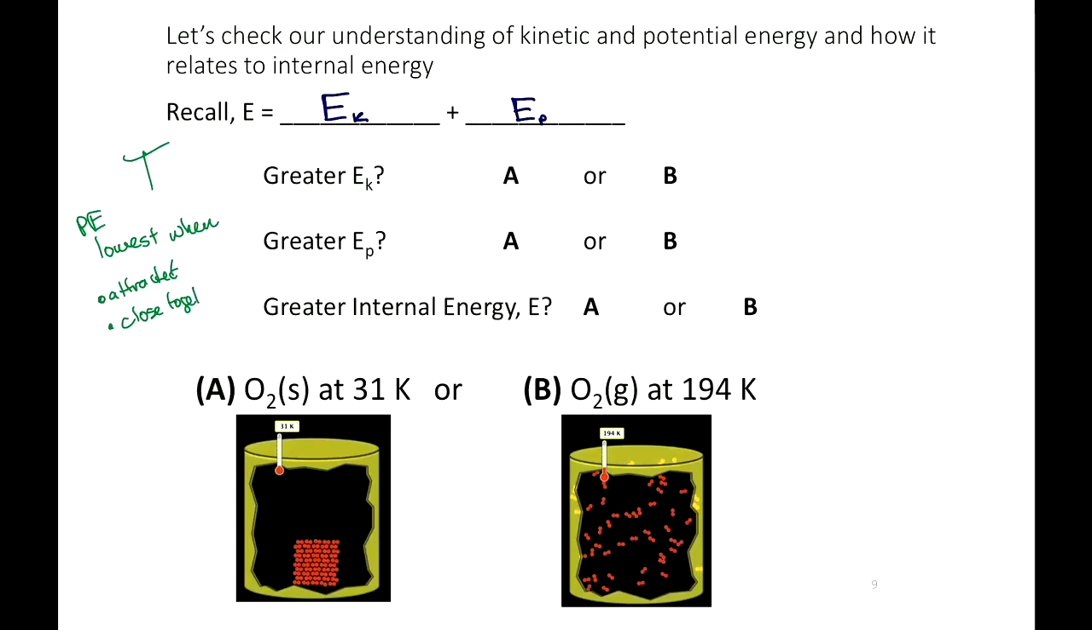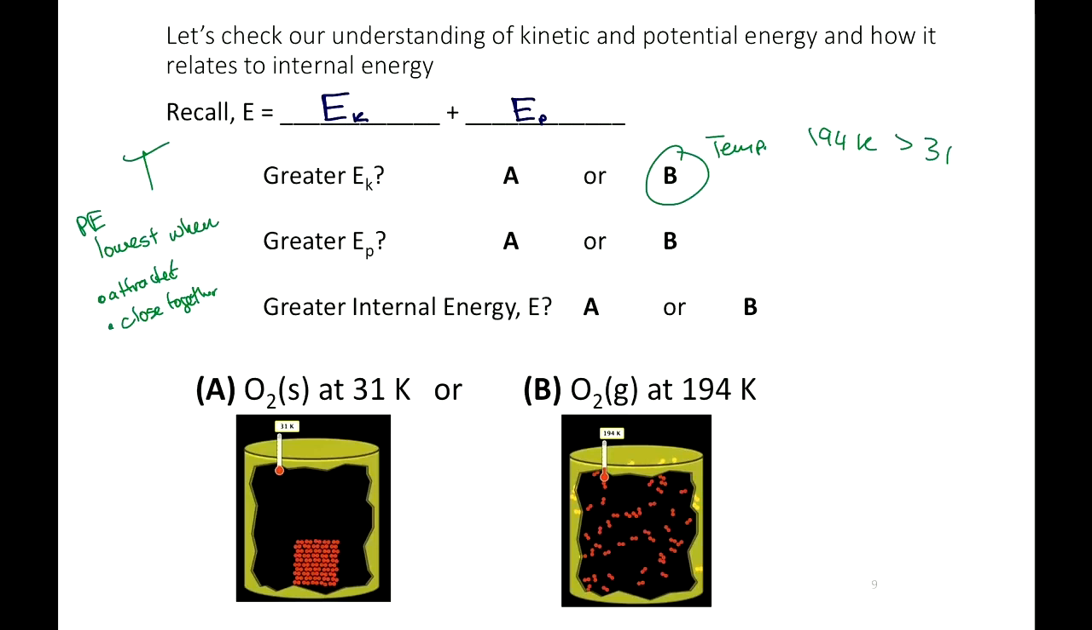Okay, so let's look at these two pictures. We have oxygen, a solid at 31 Kelvin, and then we have oxygen, a gas at 194 Kelvin. Comparing these two pictures, which one has the greater kinetic energy? B, yes. Why? What did you look at? You looked at the temperature. That's all you looked at. 194 Kelvin is greater than 31. So we're just looking at temperature when looking at kinetic energy of these samples.